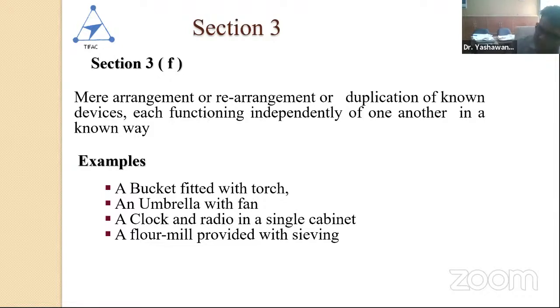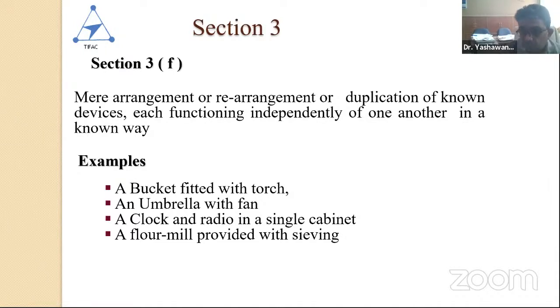Yes, so all devices are known, all components are known, but the arrangement and rearrangement, if it leads to a new device or a new function, definitely it can be patentable. But if it is not a new function, then it cannot be. But the new function or a function of those devices, sometimes along with the application, can be protected if the application is unique and specific.